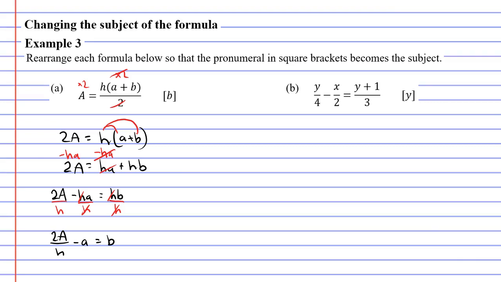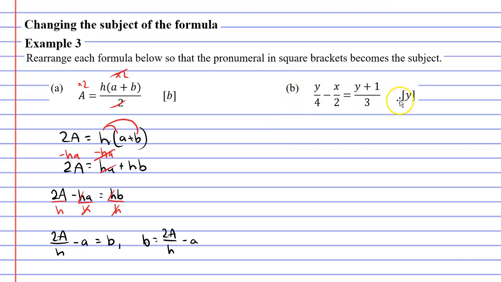And we've now changed the subject of the formula because b is on its own on one side of the equal sign. It's also best practice to have your subject on the left side. So we'll rewrite this again where b is on the left hand side, and whatever was on the left hand side we're just going to rewrite it again except on the right hand side. So that's question A done now. Let's move on to question B.